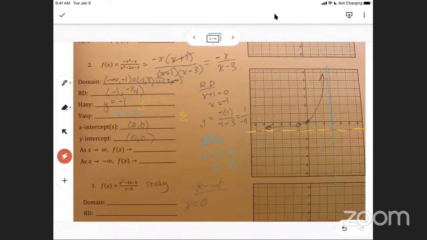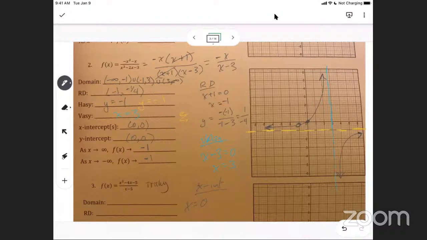But this question actually just says, as x goes to infinity, where does f of x go? Well, they're both going to be approaching the horizontal asymptote. So f of x is going to approach -1, and f of x is going to approach -1. See, in both directions, it's approaching -1.